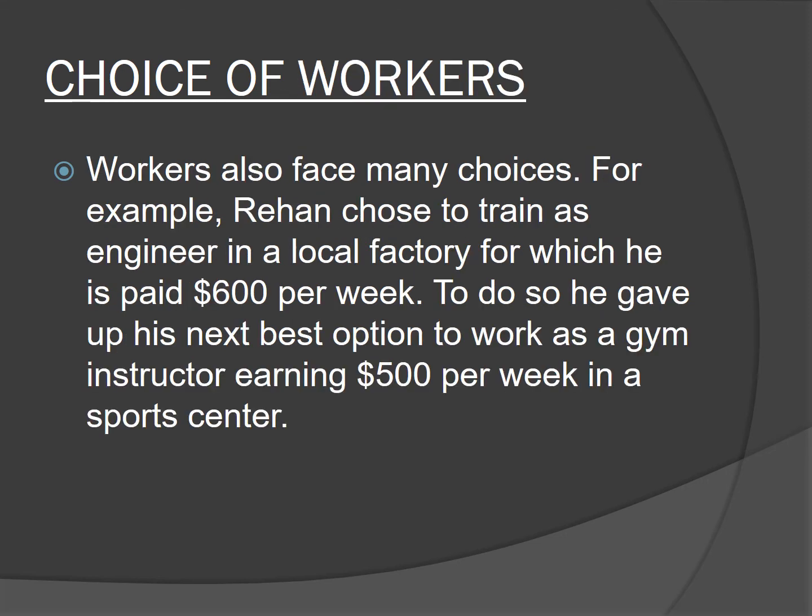Now come towards the choice of the workers. Workers also face many choices. For example, Rehan chose to train as an engineer in a local factory, for which he is paid $600 per week. To do so, he gave up his next best option to work as a gym instructor, earning $500 per week in a sports center. So a gym instructor's cost will be known as opportunity cost.